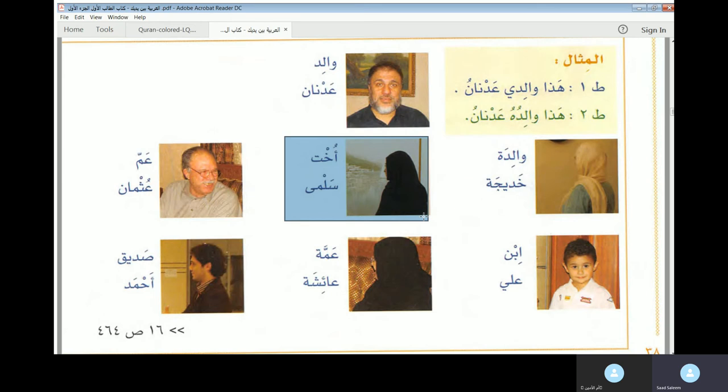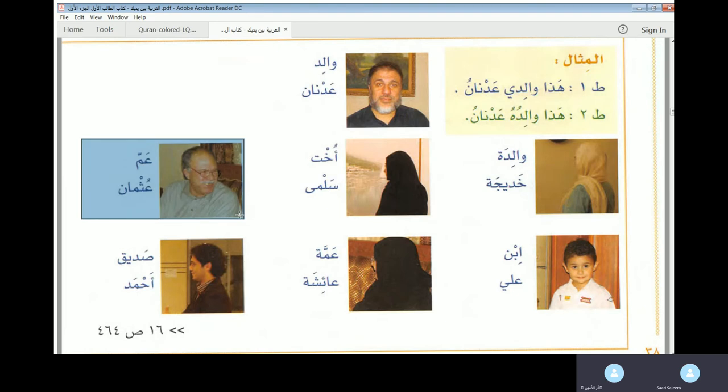Next. Hadihi ukhti Salma. Hadihi ukhtuhu Salma. Hada ammi, hada ammi Uthman. Hada ammuhu Uthman.